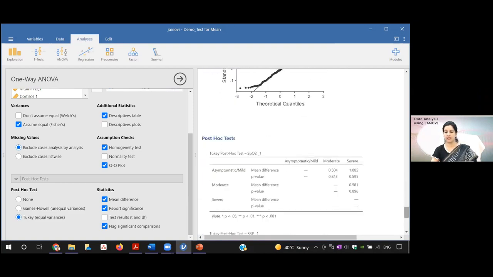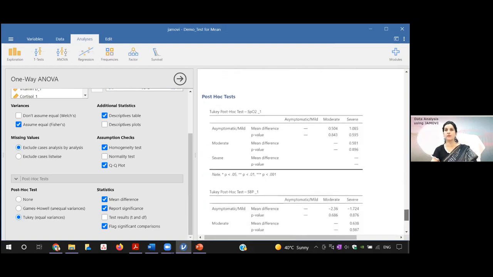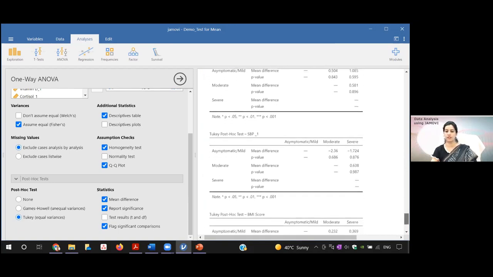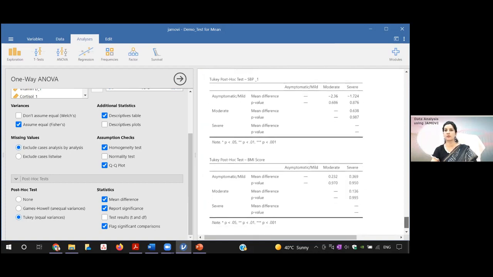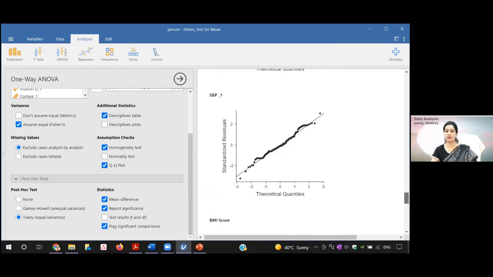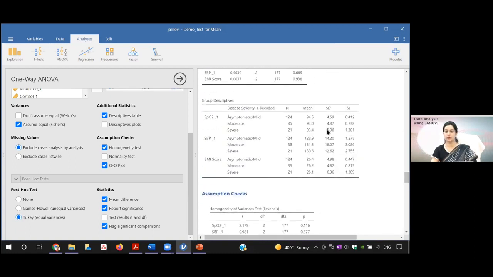So if the value is not significant, then you will find that post hoc is also not significant. So you can see here the Tukey's post hoc for SpO2. There it was not significant. Similarly, the post hoc for SBP is also not significant and for BMI is also not significant. So although there was some difference in the mean value here, ultimately this mean difference was not significant. And this is how you will enter the result.